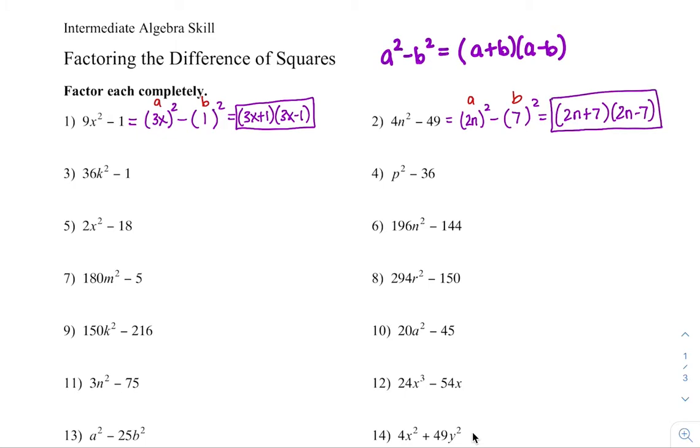Okay, 3. So 36 and 1 can't factor out anything, so now let's just do difference of squares. What times itself is 36k squared, and what times itself is 1? If you just take the square root of both of these, you can also see it that way as well: 6k and 1. This is our a, that's our b. So we have 6k plus 1 times 6k minus 1.